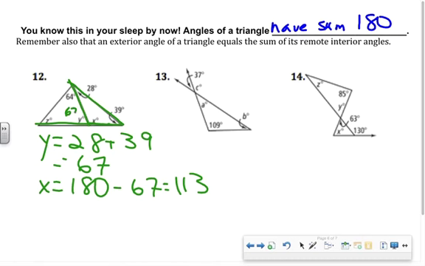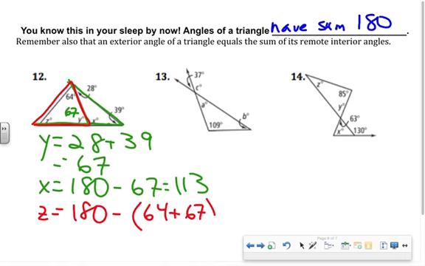And now that I know what Y is, I can add the 67 and the 64, subtract from 180 in order to solve for Z. So Z is 180 minus that 64 plus 67. So that's 131 subtracted from 180. 49? Yeah. Thank you.